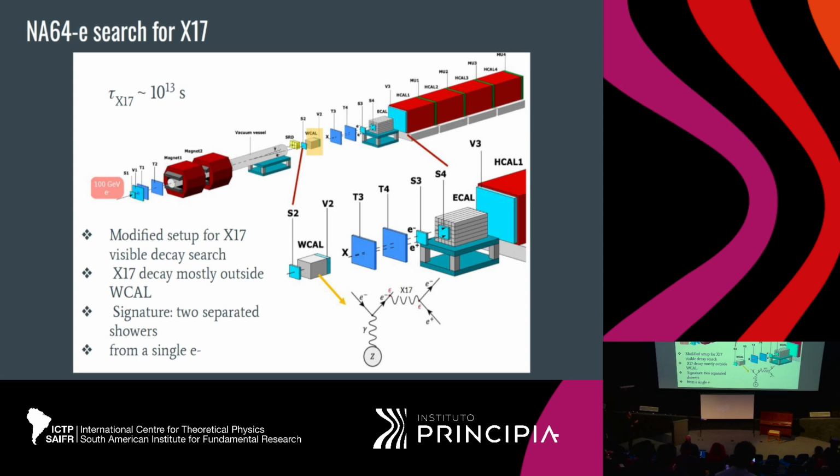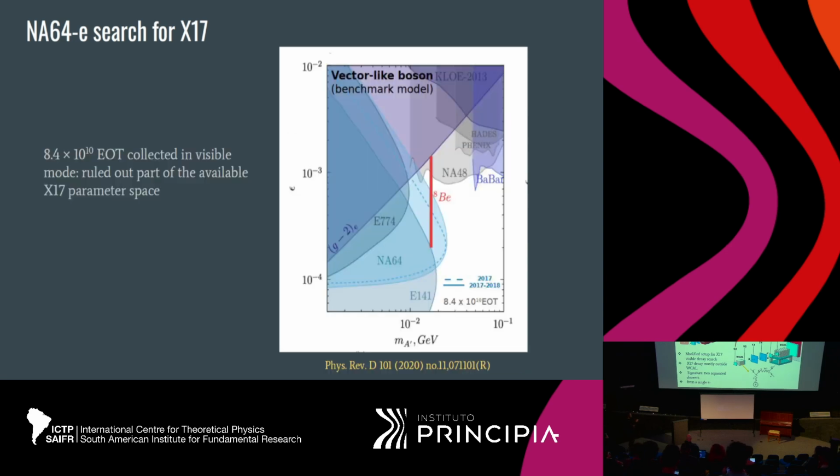So the idea was to see a track here disappearing, and then the decay of electron and positron, and two distinct shower shapes inside the electromagnetic calorimeter. So this was a setup, and the NA64 collected some data in 2018, which was enough to exclude some of the parameter space of the so-called beryllium anomaly, or X17.